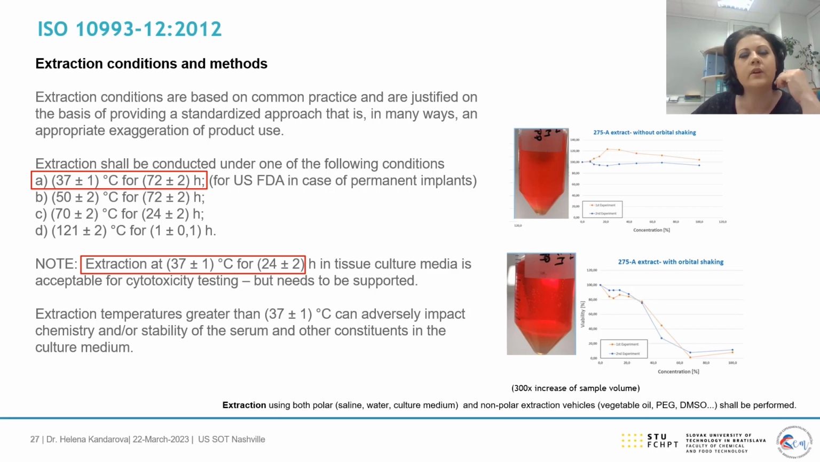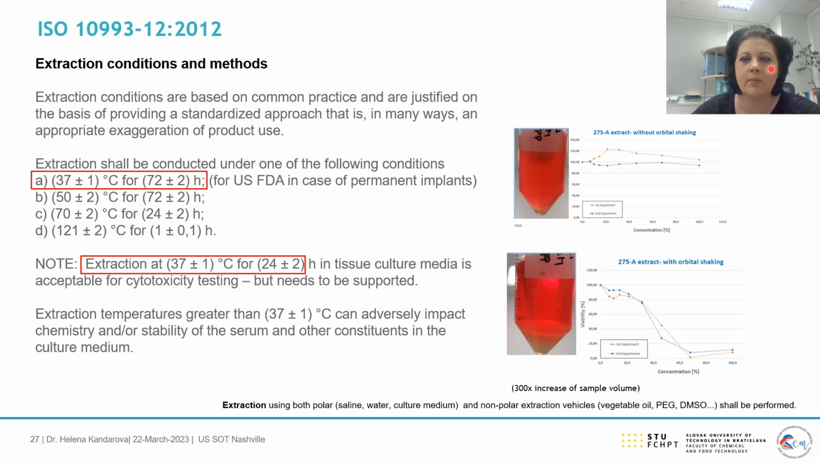And this brings additional complexity to such a validation study, because the extracts can be prepared by various means. According to ISO 10993-12, one can use different conditions for the extractions, and the time of the extraction can take from 24 to 72 hours. So this may bring additional variability, and in addition, this can also be reflected later on in the cytotoxicity.